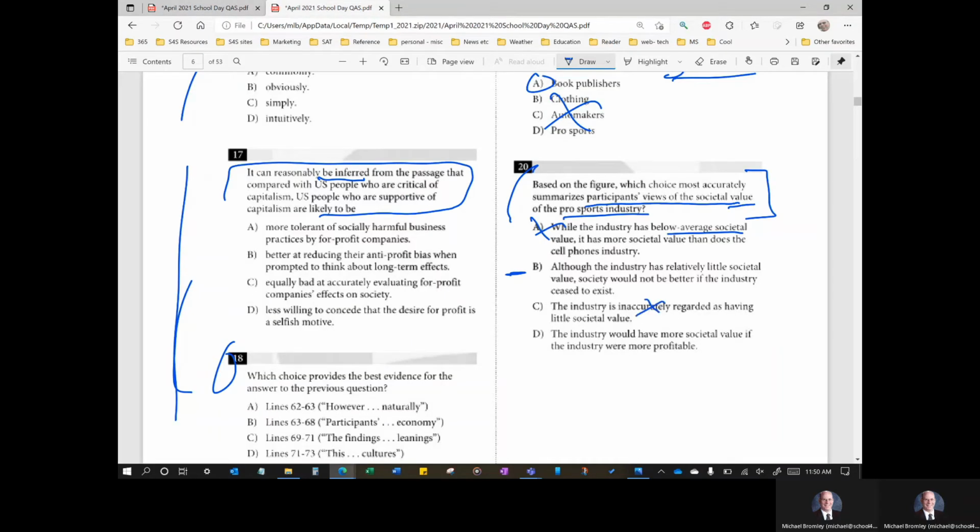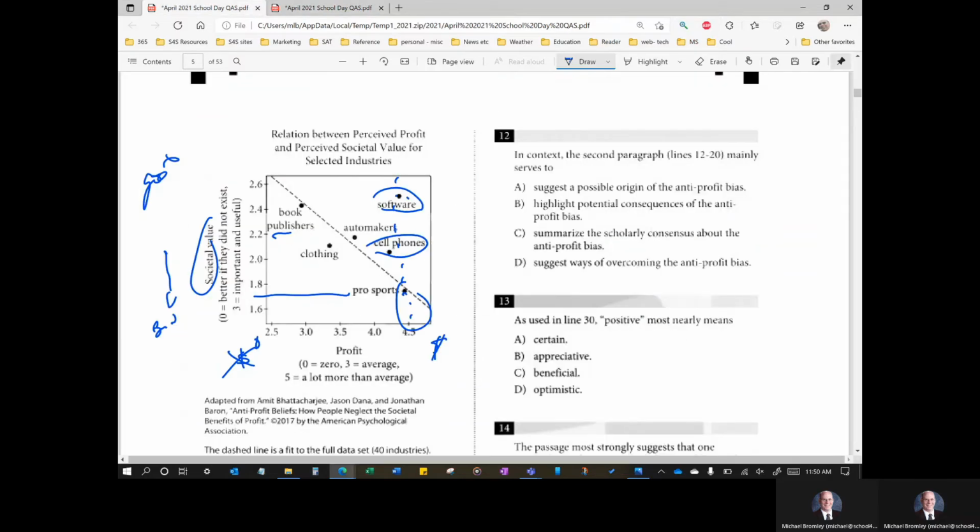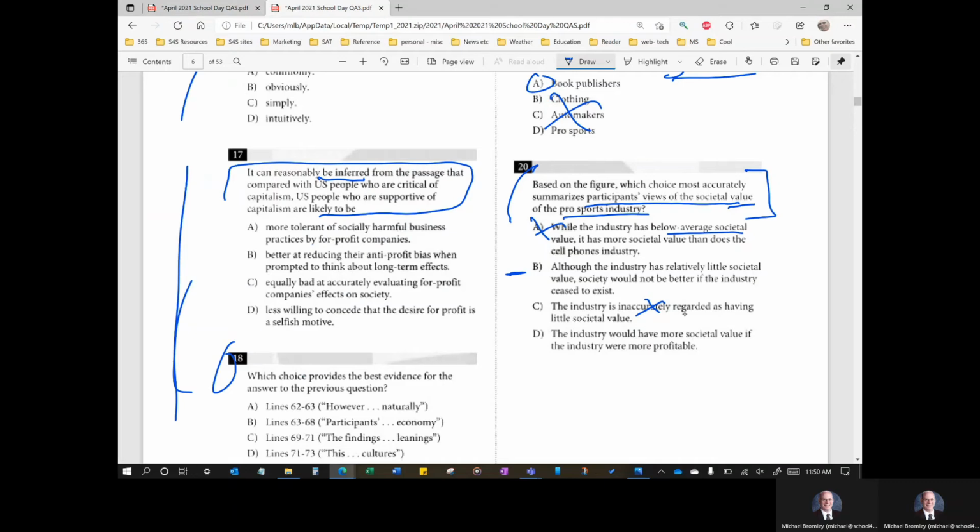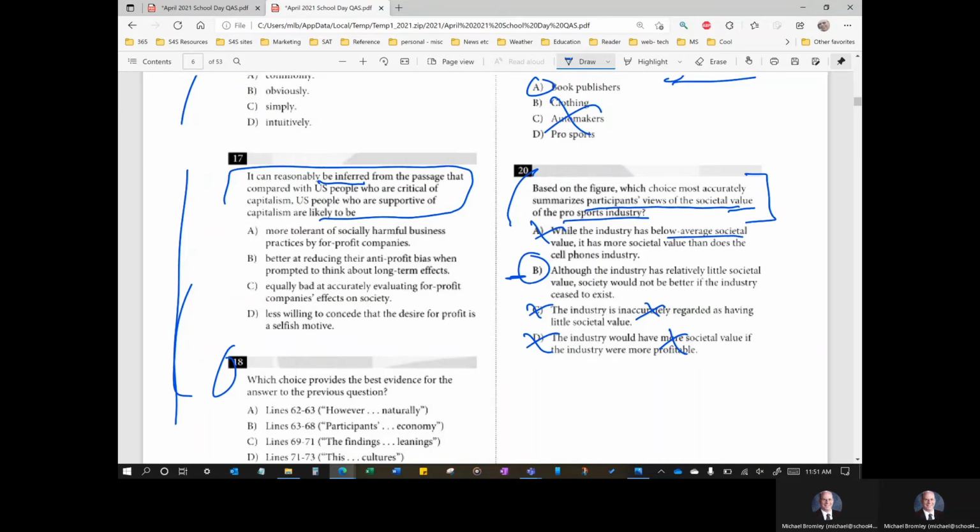It's not about that, because these are just perceptions, right? Relation between perceived profit, perceived societal value. So it's not a matter of being accurate or not. The industry would have more societal value if the industry were more profitable. They're not comparing profits to, no, that's wrong. So I've got to go with B, even though I don't really like B too much here. It's the one that doesn't have an incorrect answer. So all right, we did those.